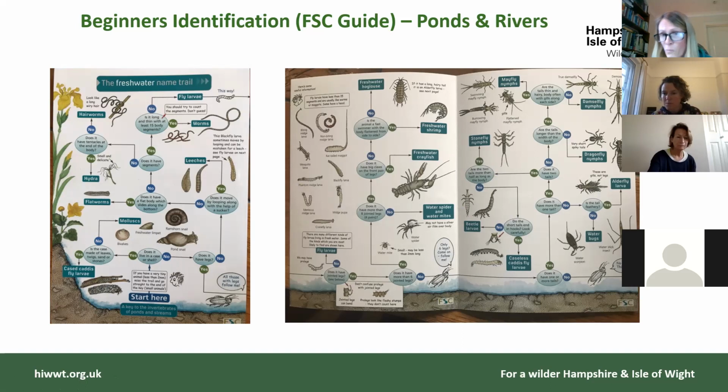Does it have 1 or more tails? Yes, it does. Does it have more than 1 tail? Yes, it does. Does it have 2 tails? No, it doesn't. We're carrying on up. Are the tails longer than the width of the body? Yes, they are. Are the tails thin and hairy, body often with gills along each side? Yes. So it takes us to a mayfly nymph, and that is what we've got.